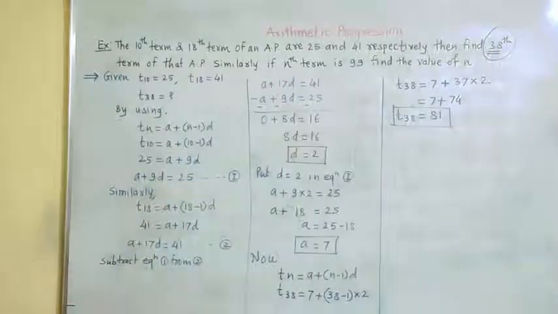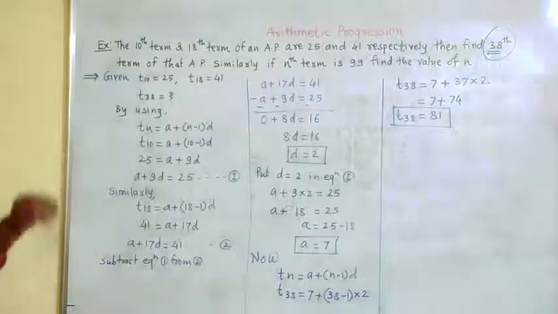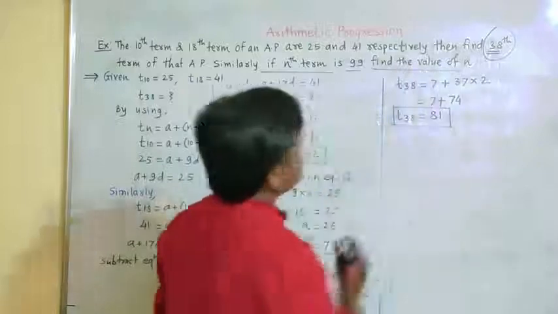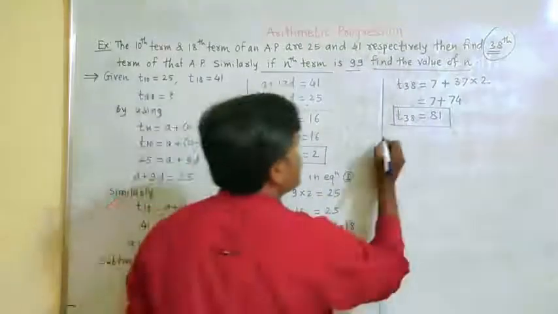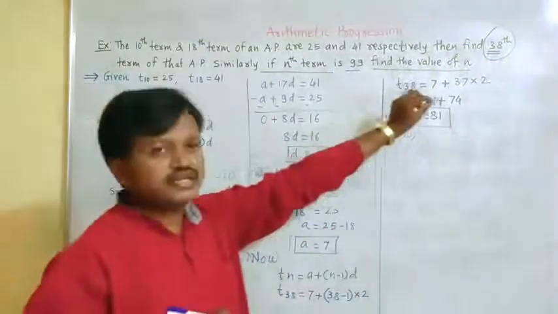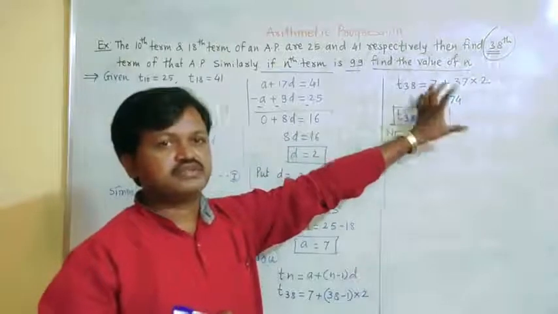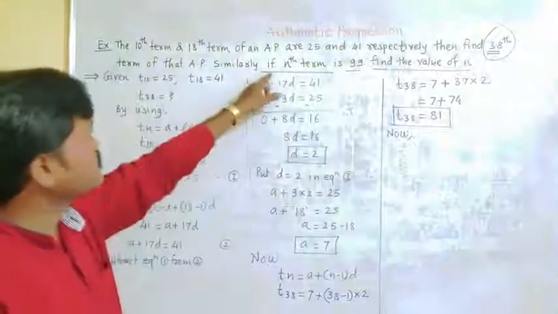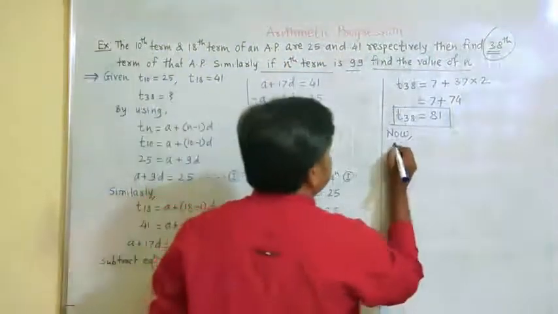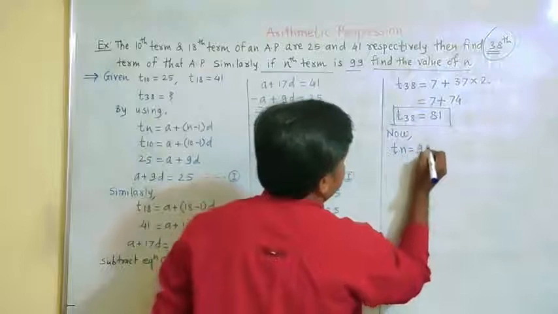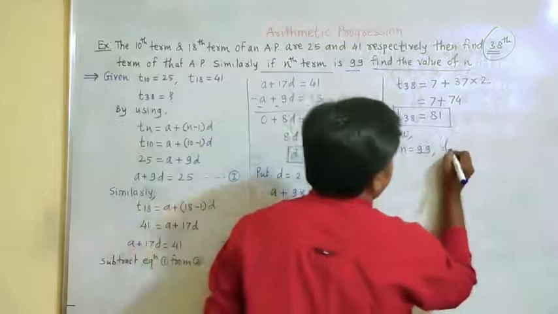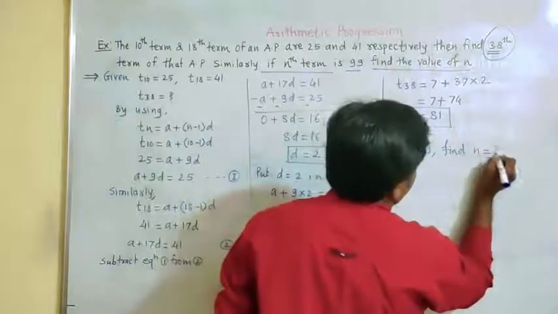Now that is the first example. Now there is the second: similarly, if the nth term is 99, then find the value of n. In the second example, what we did here was find the value of T38, that is, the 38th term. After that, what you have to do in the second example is: if Tn is 99, find n. How much is n?